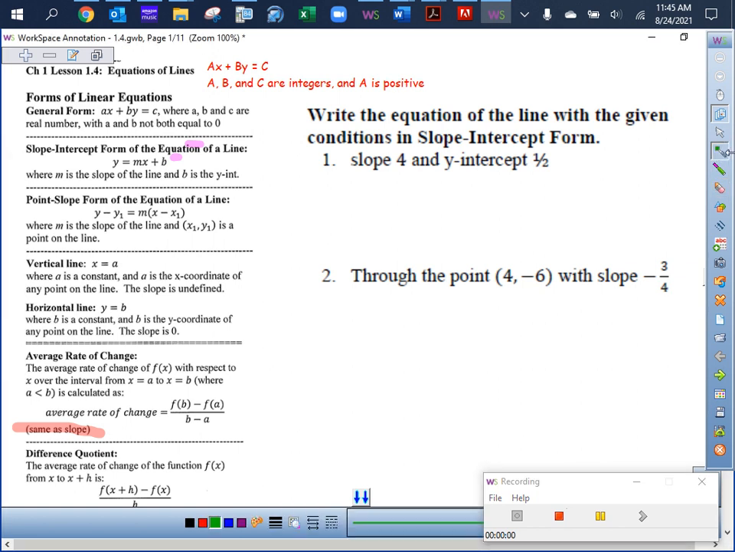1-4 in college algebra, writing the equations of lines. Here we go. Write the equation of the line in slope-intercept form. Man, you got to love the easy ones when they give you the slope and they give you the y-intercept, right? There's nothing easier than that.